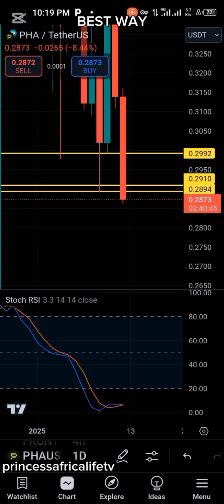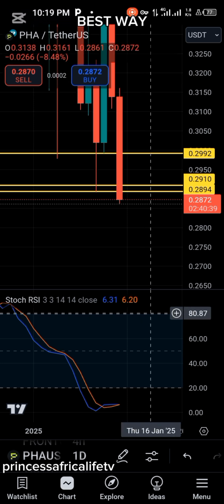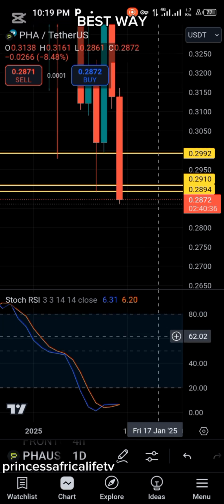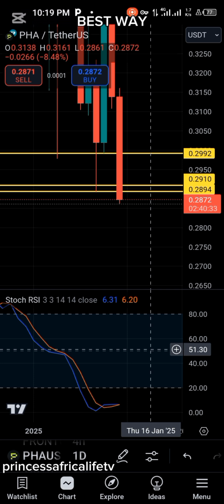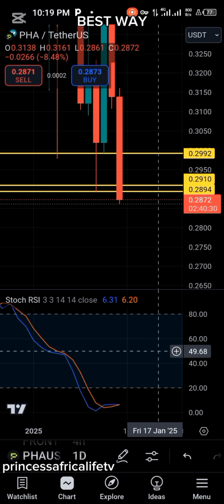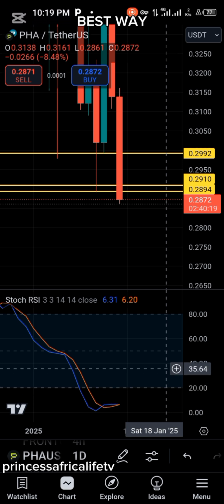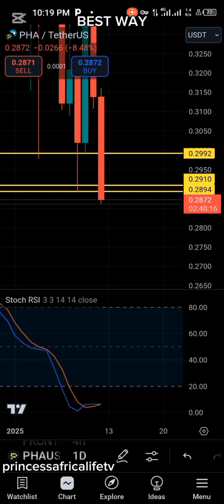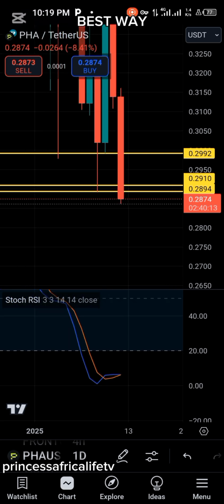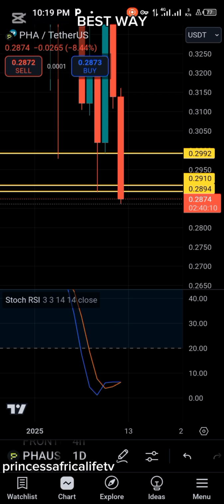So the RSI now on a day time frame is telling me that this market is very good. Now, anything above this line, you don't buy. That's why I said you must have a big red candlestick. You always buy when it is towards this line here, or below. So you can look at this stochastic RSI. It's telling me, if I open it more, you see the blue line, the whole angle now is going up.